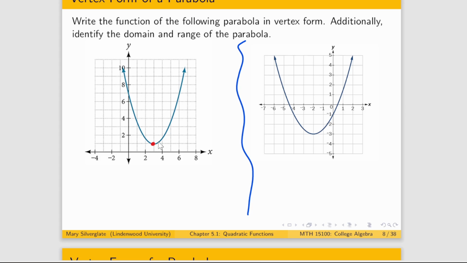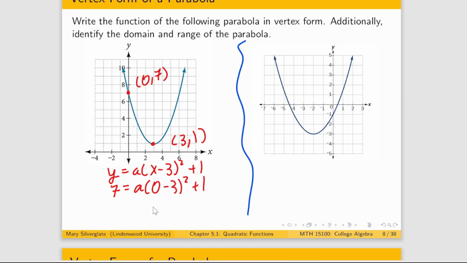So for this one in particular, I want to definitely note my vertex, which is at the point (3, 1). And then I want to note a different point on the graph. The y-intercept is typically a really nice point to plug in, which in this case is at (0, 7). So I can plug into the generic form that I have, y = a(x - 3)² + 1, because I do the opposite sign on the left-right shift and the same sign on the up and down shift. Then I can plug in my other point. So when y is 7, x is 0.